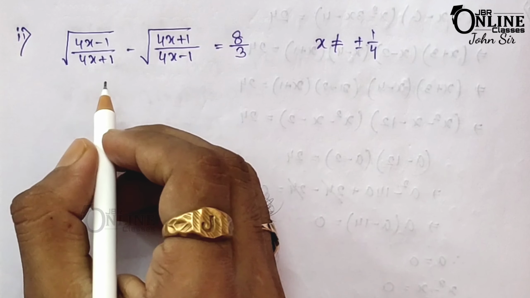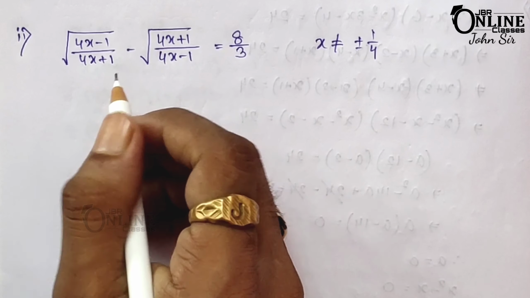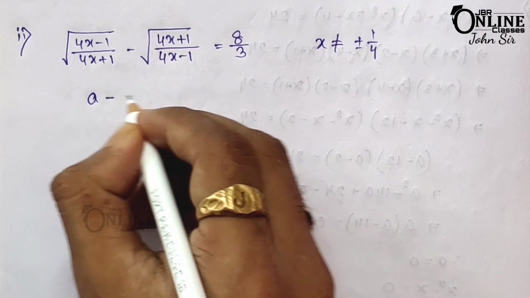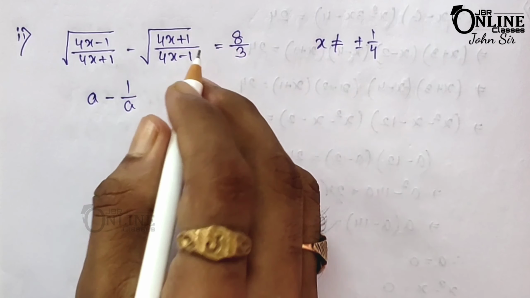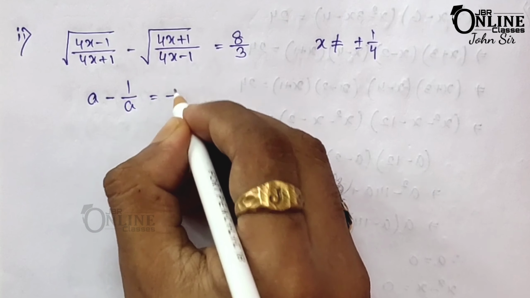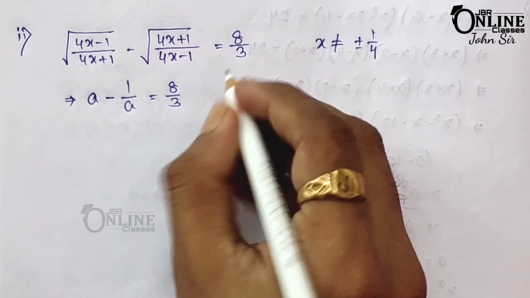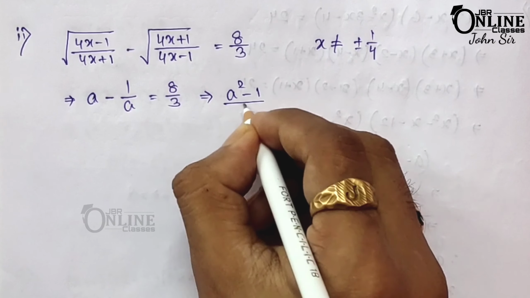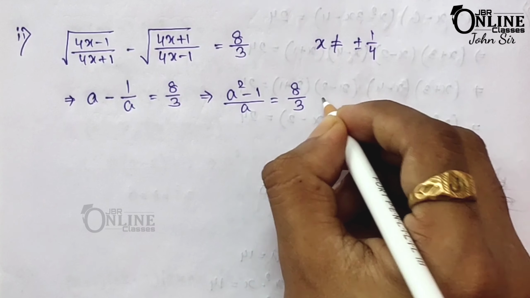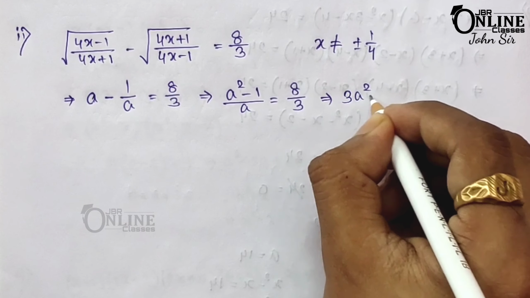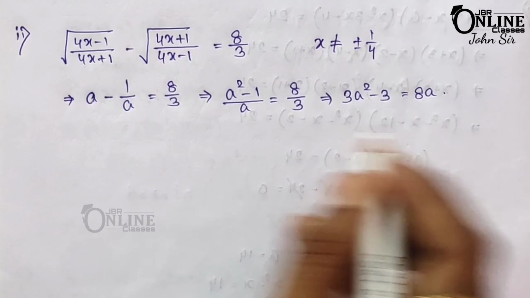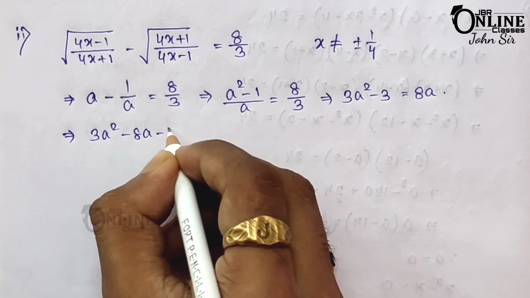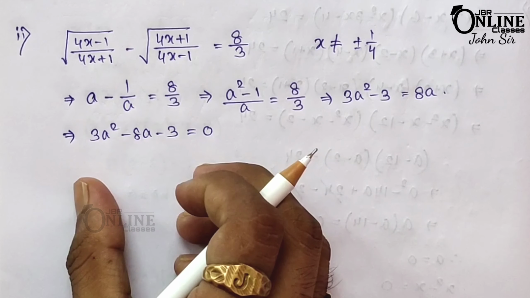So now the second one, sum number 11, 2. Okay, so sum number 11, 2, you have to again let this one as a. So if the first one is a, then definitely the second one will be 1 by a, because this one is the reciprocal of the first one, so that equals 8 by 3. Okay, so now again if you subtract this one, you will get a square minus 1 by a equals 8 by 3. So cross multiply: 3a square minus 3 equals 8a, then finally you have 3a square minus 8a minus 3 equals 0.